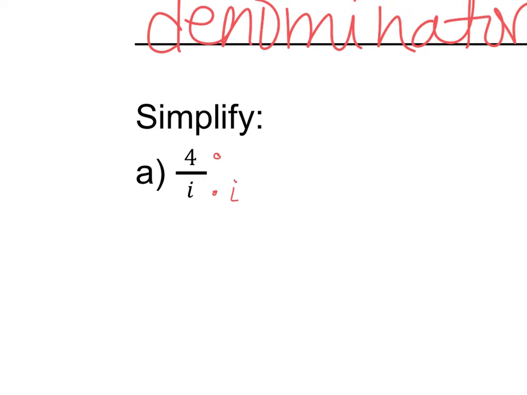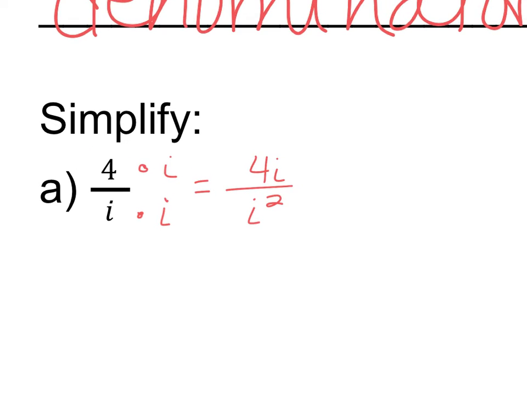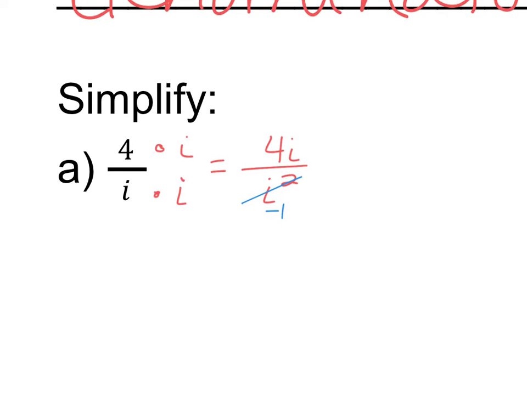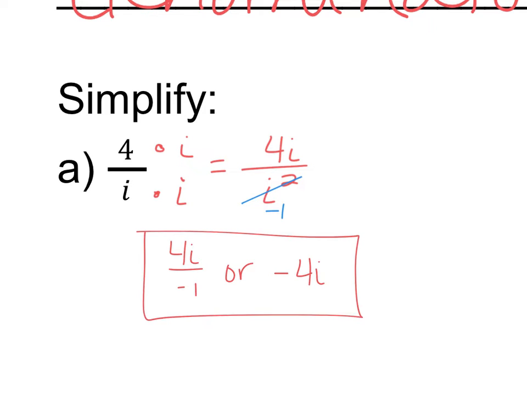Well, you can multiply it by i, right? Because this on the bottom would become i squared, and on top you would get 4i. Remember, i squared is negative 1, so you could write this as 4i over negative 1, which would be perfectly fine because there's no i's in the denominator. Or if on this one, if you want to write it as negative 4i, either answer would be acceptable.